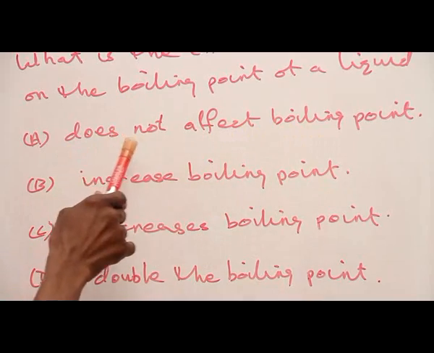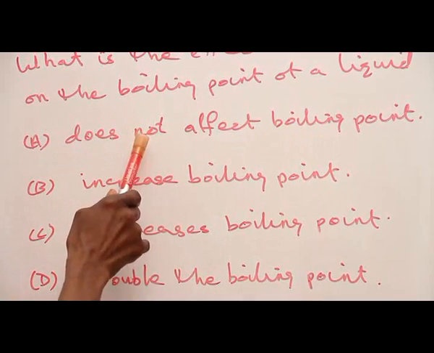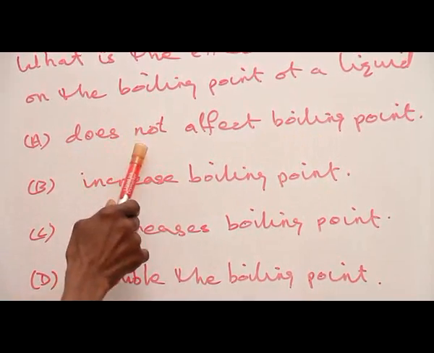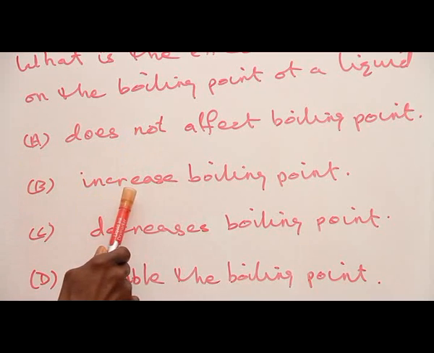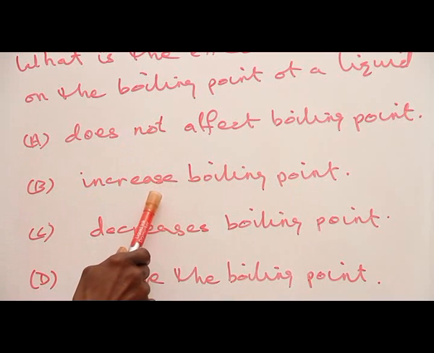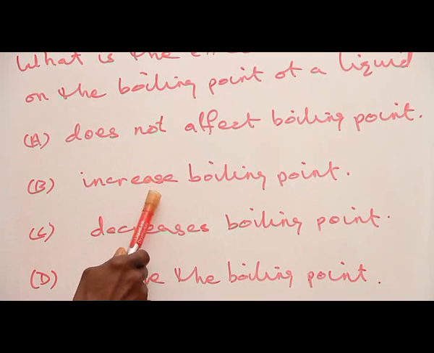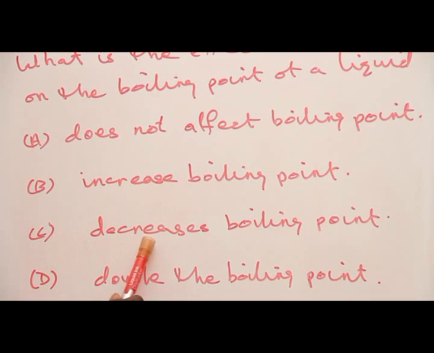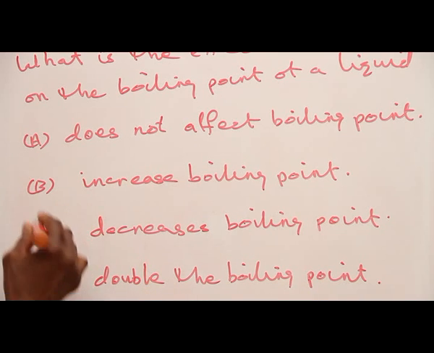That is wrong. The presence of impurity enhances or increases boiling point. B. Increases boiling point. This is the correct option. The presence of impurity increases the cohesive forces between the particles of the liquid. C. Decreases boiling point. It is wrong. It increases boiling point. D. Double the boiling point. It is true that the boiling point increases, but not necessarily double. So the correct option is B.